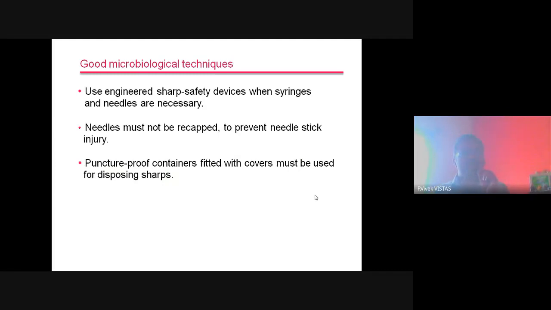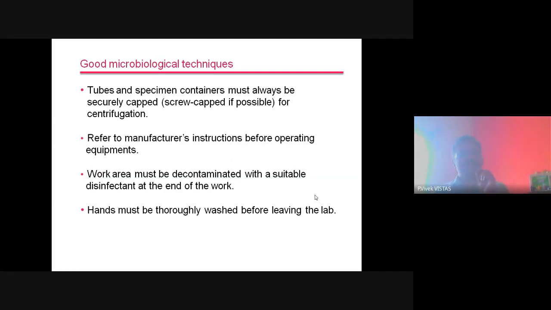Use engineered sharp safety devices when syringes and needles are necessary. Needles must not be recapped to prevent needle stick injury. Puncture-proof containers fitted with covers must be used for disposing sharps. Okay, so these are the general good microbiological techniques. Tubes and specimen containers must always be securely capped for centrifugation. When centrifuging, we have to screw the caps of the centrifuge tubes fully and correctly. Refer to the manufacturer's instructions before operating the equipment. When we operate a centrifuge, we should follow the manufacturer guidelines.